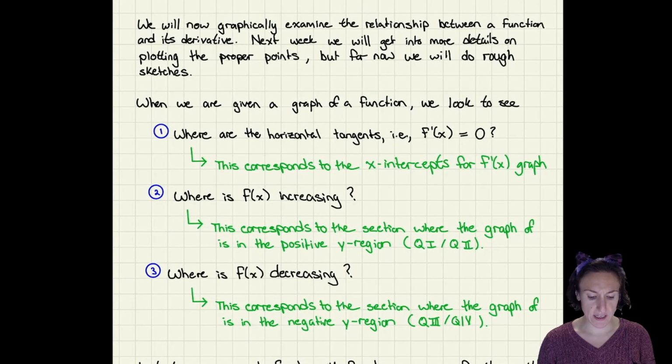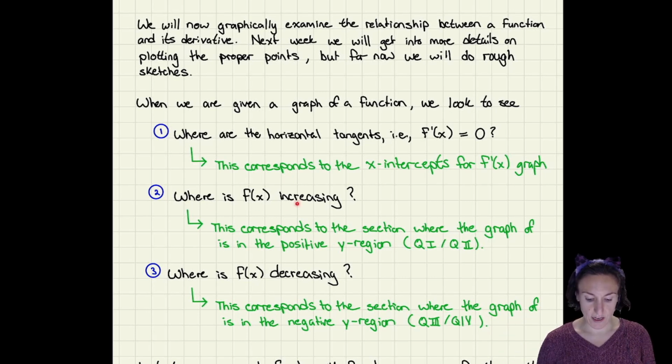And to go about doing this, there are three main things that I personally look at in order to do these rough sketches. So when you see a function, the first thing I personally look at is where are their horizontal tangents? So in other words, where is the slope equal to 0? Where do we have a 0 slope tangent line? And these values of x correspond to the x-intercepts for the f prime function. Okay, so for the derivative function. So in other words, y is equal to 0 and then somewhere along the x-axis.